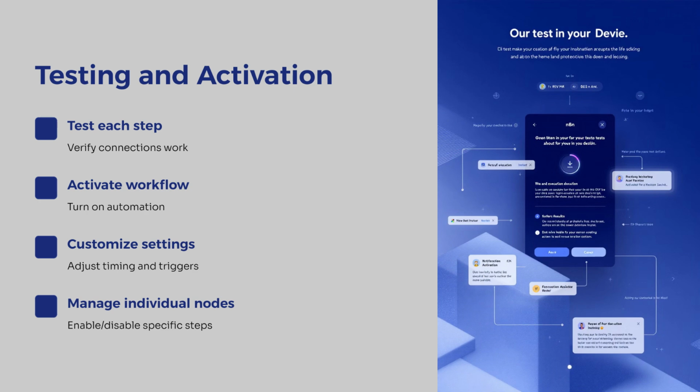Once everything is built, test each step using the built-in testing tools. When satisfied, click Activate to start running your automation. You can turn individual steps on/off anytime.